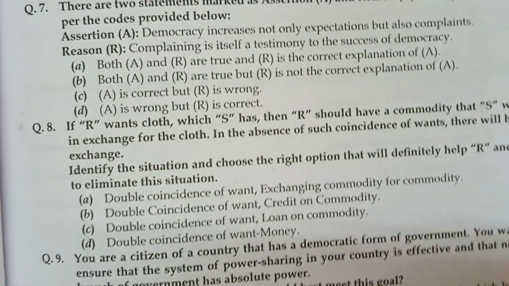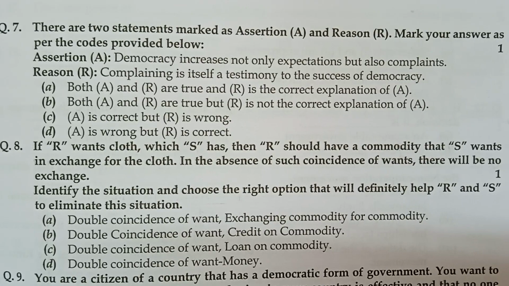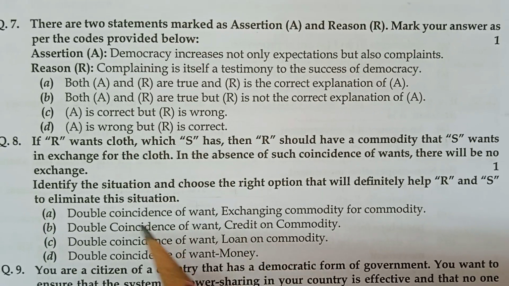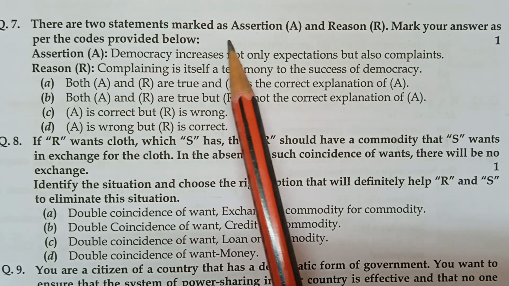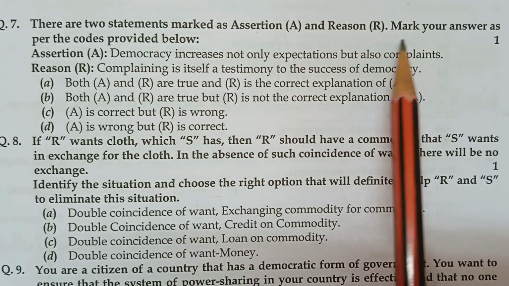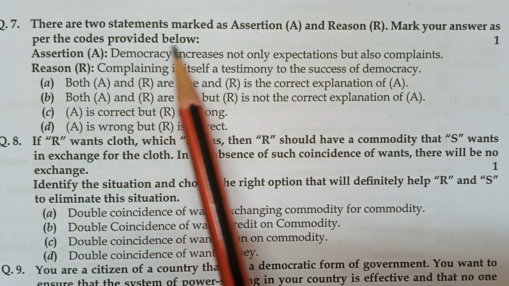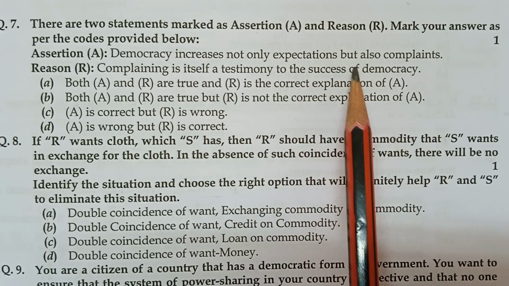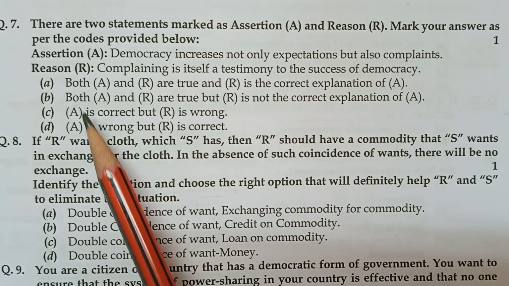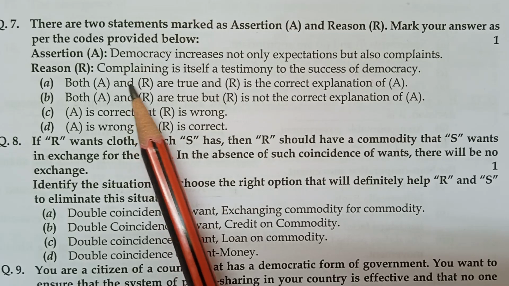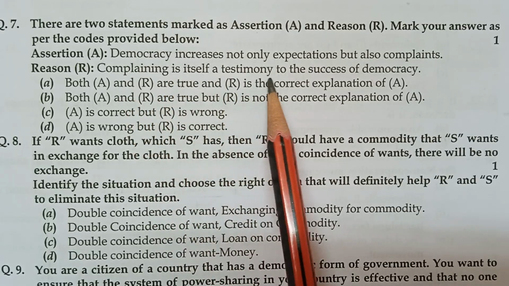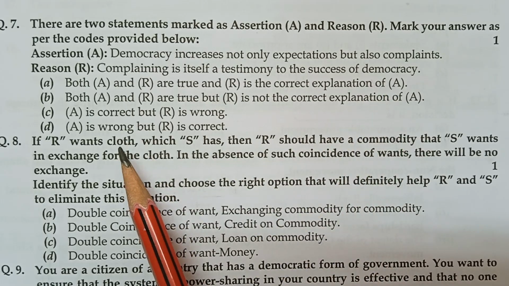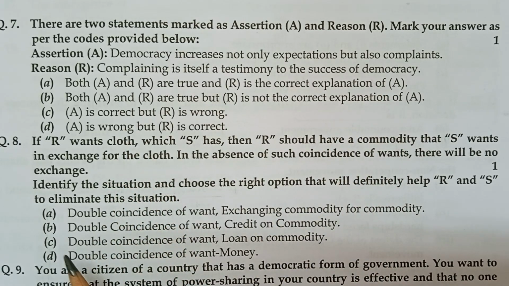And now we will discuss question number 7. There are two statements marked as Assertion A and Reason R. Mark your answer as per the codes provided below. Assertion A: democracy increases not only expectations but also complaints. Reason R: complaining is a testimony to the success of democracy. You have four options, and you can answer properly.